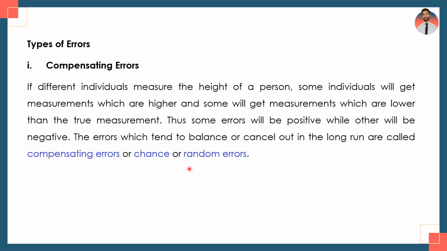In this error, in compensating error, some of the differences from the exact values will be positive and some of the differences will be negative. So in a long run they cancel out and some of the errors are nearest to zero or equal to zero. So we will include this type of error in compensating error. So this is also called chance or random error.